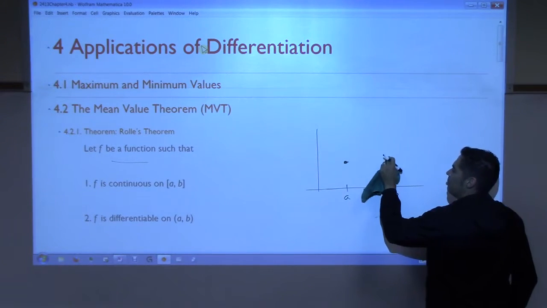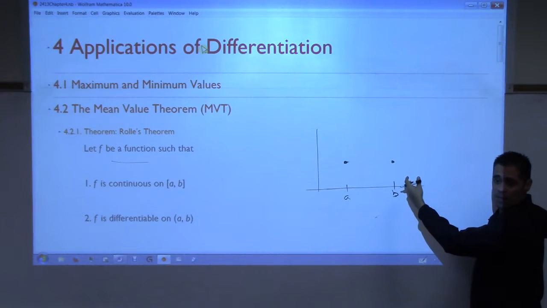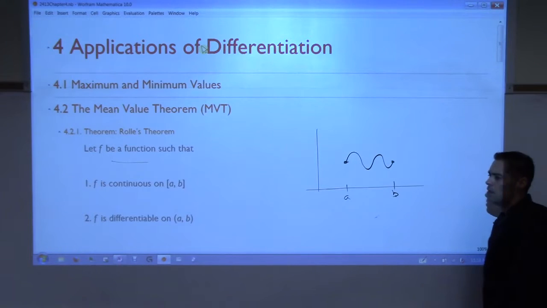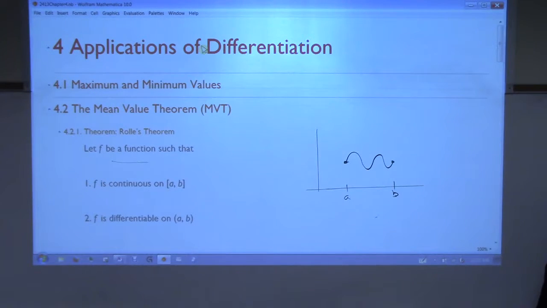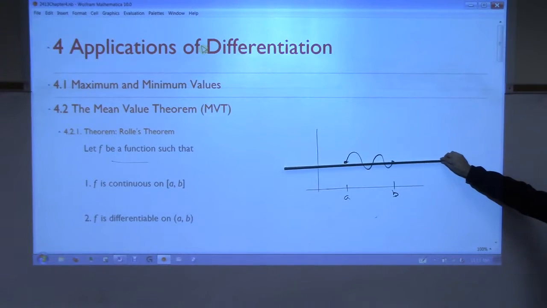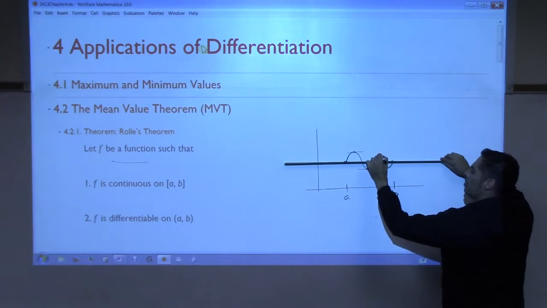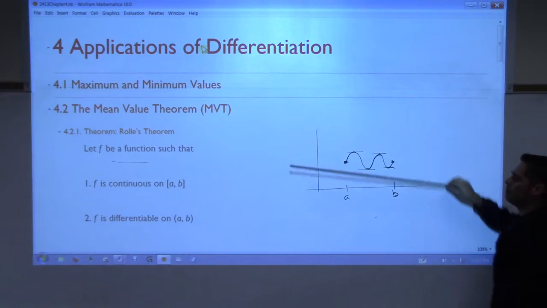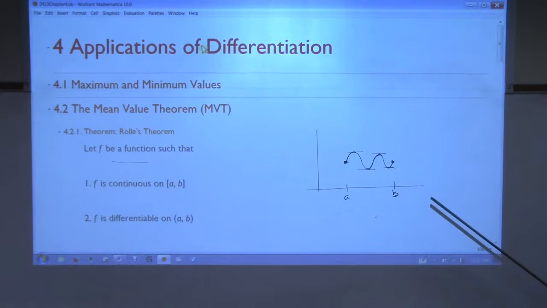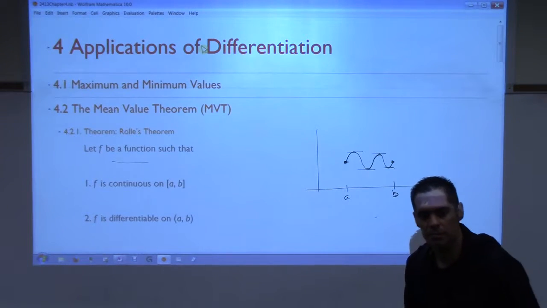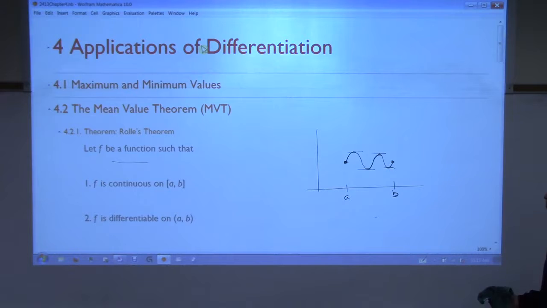Could it happen more than one time? I mean, that obviously happened a bunch of times, right? But you could have something that goes like this. So where would the slope of the tangent line be parallel to this line right here? Here, here, here, here, right? You actually have 4 different places where the slope of the tangent line is 0. That's Rolle's theorem. Any questions? No? Sure?